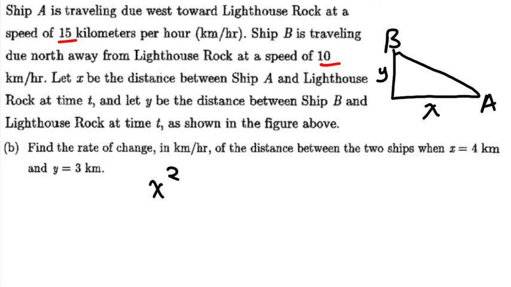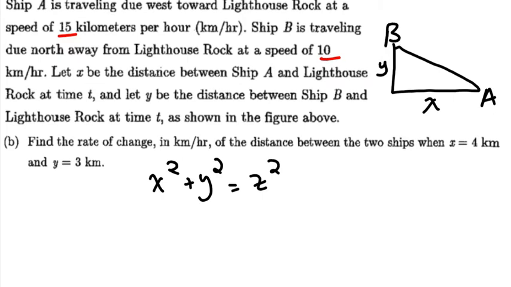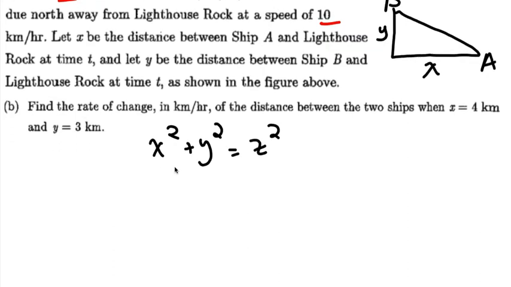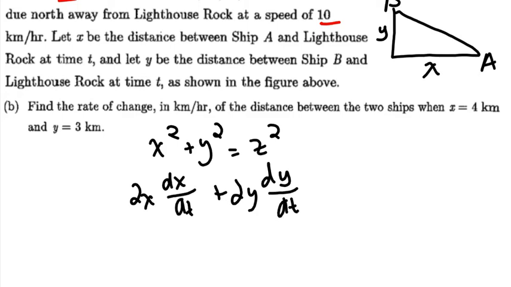So basically, x squared plus y squared is equal to z squared. Go through and take your derivative. So 2x dx/dt plus 2y dy/dt equals 2z dz/dt.